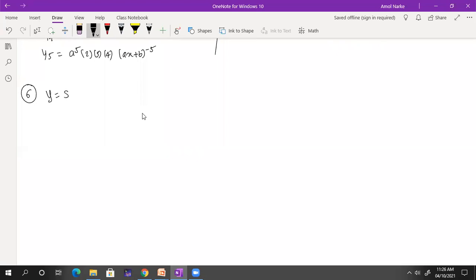So next, sixth one: y is equal to sine of (ax plus b). Before going to that, can someone tell me what is sine of (theta plus pi by 2)? Sine of (theta plus pi by 2). Cos theta. Very good. And what is cos of (theta plus pi by 2)? Minus sin theta. Very good. So we are going to use those terms here while solving this.